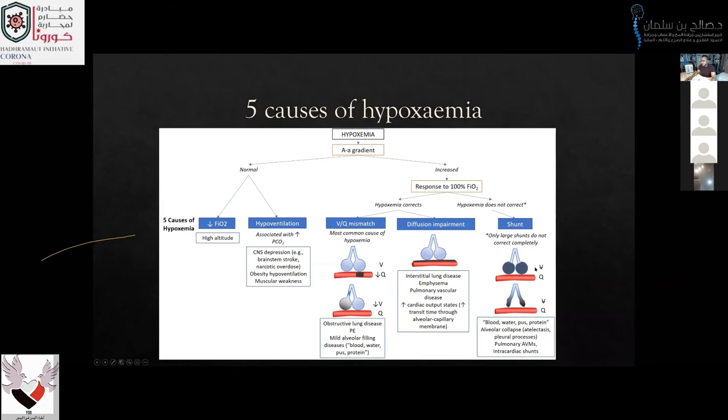Only a large shunt, where the alveoli get blocked. The blood goes from artery to venous area without any oxygenation. We have blood, water, pus, protein, alveolar collapse, atelectasis, pleural process, pulmonary arteriovenous malformation, and intracardiac shunt.